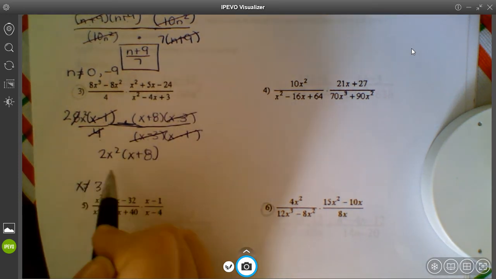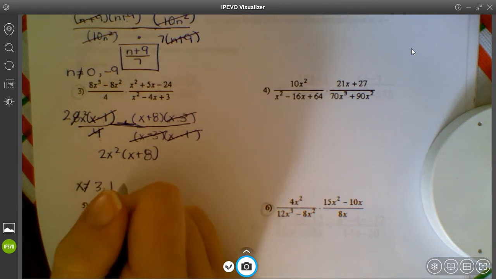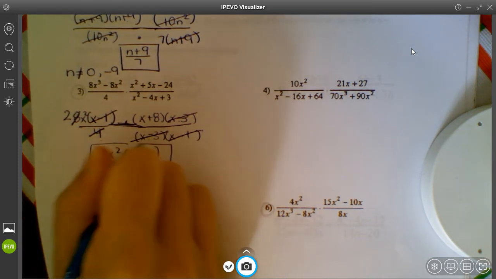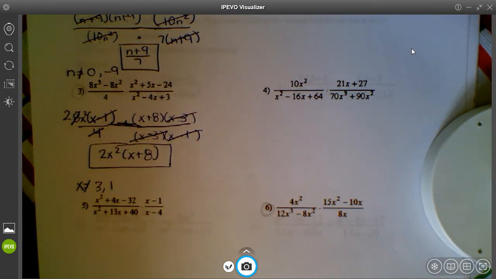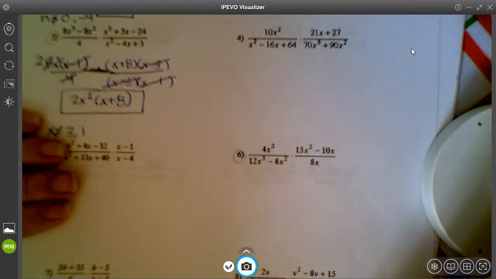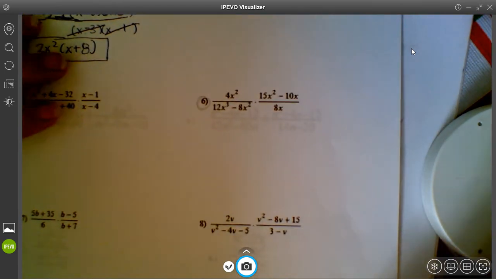There's nothing on the bottom. I could write all over 1, but we don't have to write over 1. 1 only has to show up in the top if we needed it. So that's it, fully reduced, and there's my restrictions. I really enjoy the elimination stage. I think it's fun. I'm going to do one more multiplying. That's going to be number 6.